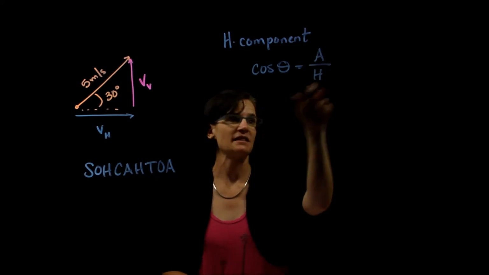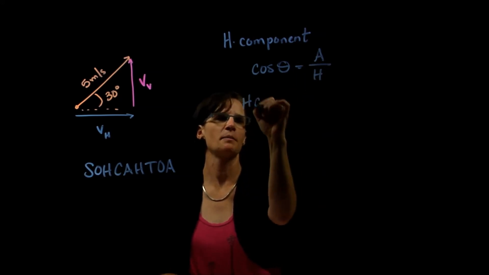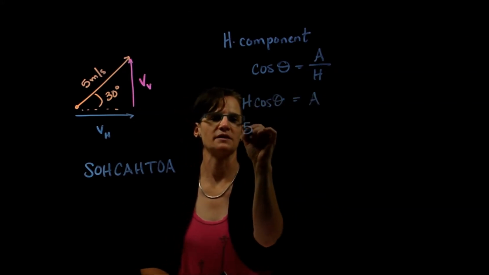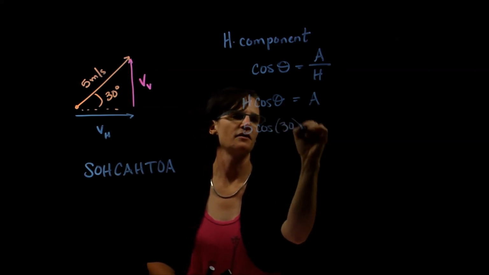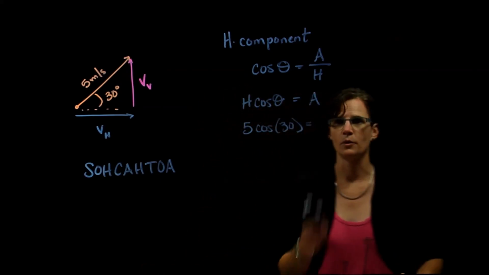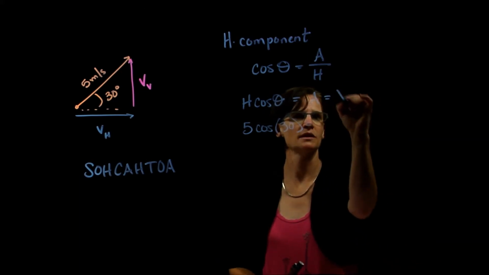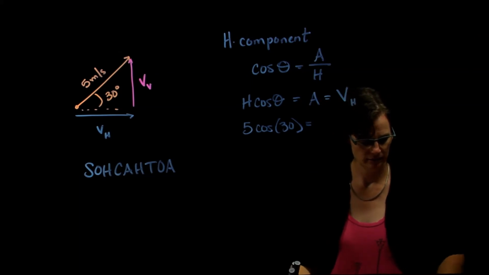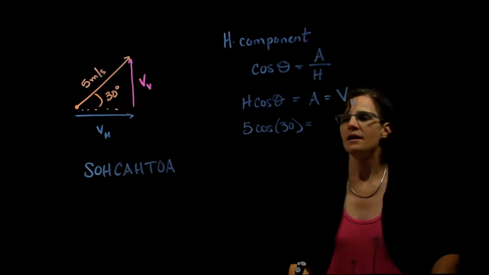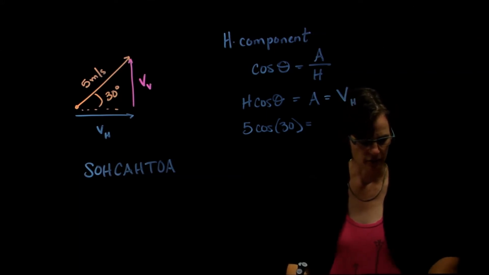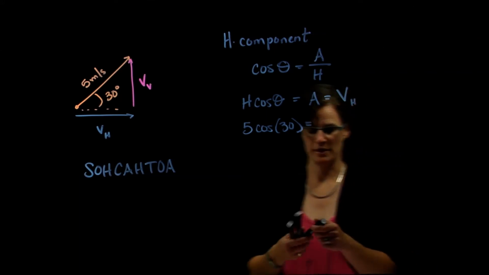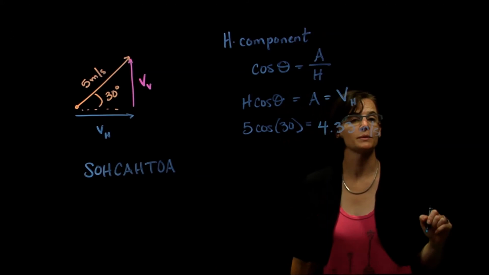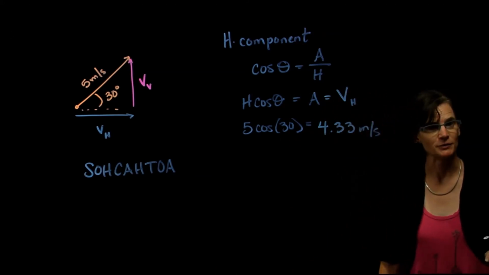If I want that adjacent value, I can multiply the hypotenuse by both sides. And in this case, my hypotenuse is 5, so I have 5 times the cosine of 30. So my horizontal component, my adjacent side, which is equal to the horizontal component in my example, is 5 times the cosine of 30, 4.3. And our components will contain the same units as our vector.